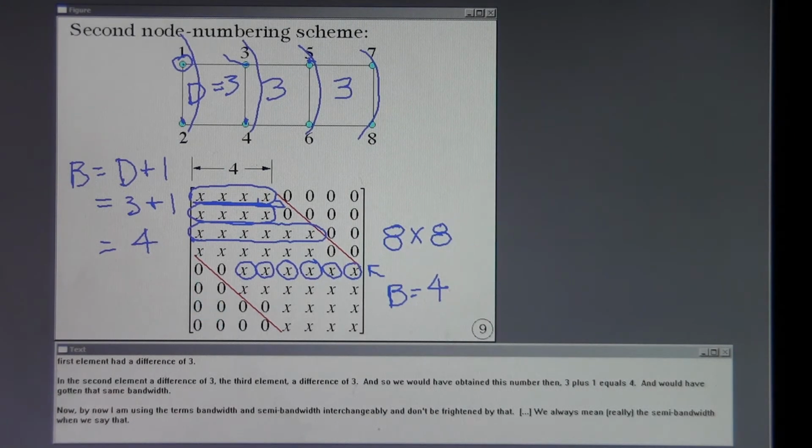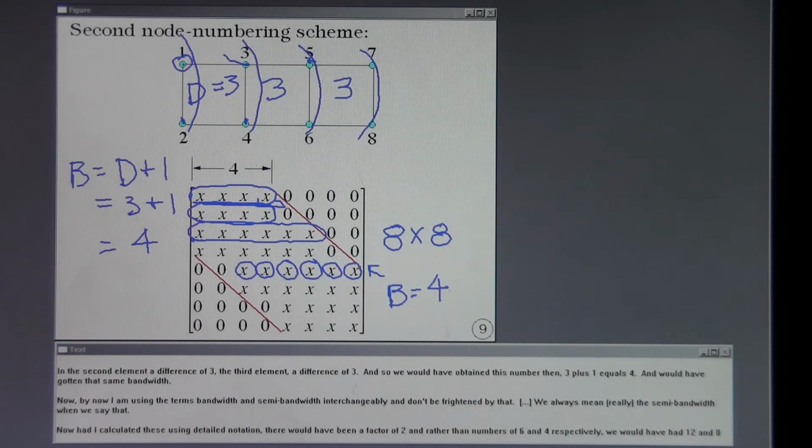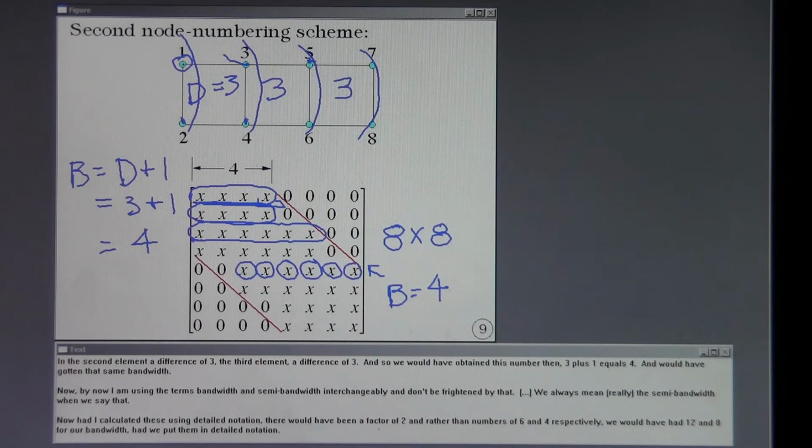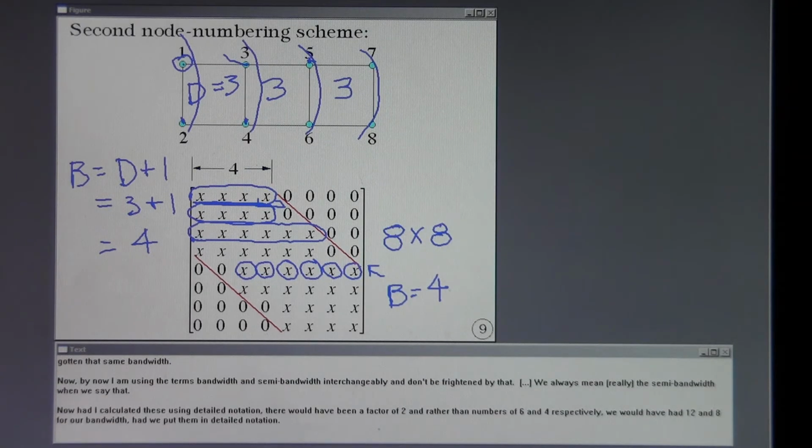Now, by now I am using the terms bandwidth and semi-bandwidth interchangeably, and don't be frightened by that. We always really mean the semi-bandwidth when we say that. Had I calculated these using detailed notation, there would have been a factor of 2, and rather than numbers of 6 and 4, respectively, we would have had 12 and 8 for our bandwidth, had we put them in detailed notation.